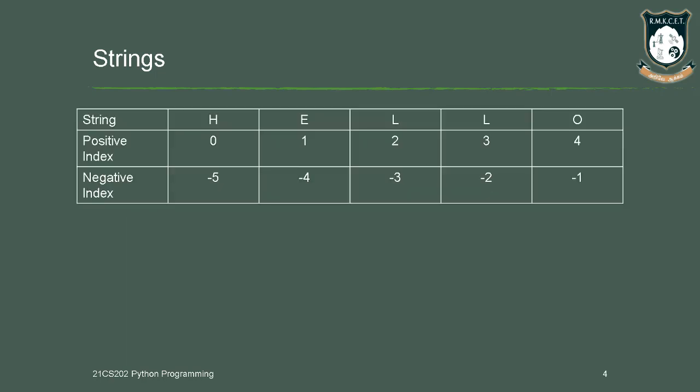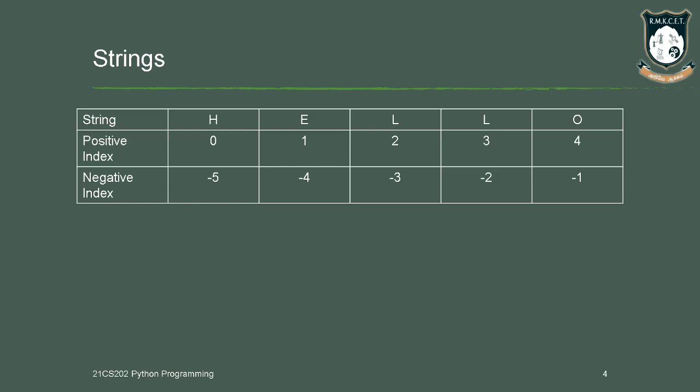Here we can see a string, hello. From left to right you can see the positive indexing, and from right to left you can see the negative indexing. This is the indexing process of a string. Usually the indexing starts from 0. If you have a total of 5 characters, the indexing will be from 0 to 5 minus 1, that is 0 to 4. H is in index 0, E in index 1, L in index 2, L in index 3, and O in index 4.